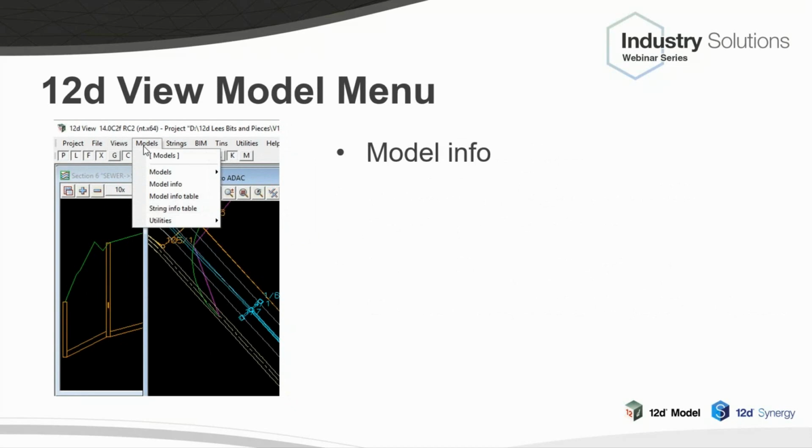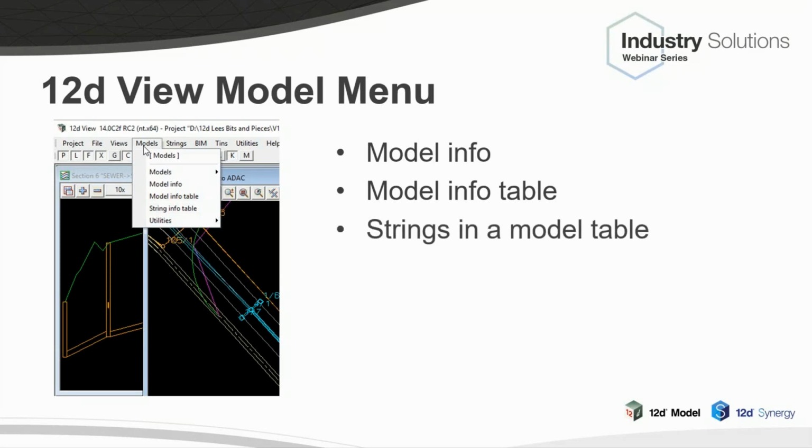On the model menu, there's the model info, which gives you just information about one model. You have the model info table, and that'll list all the models and give the minimum and maximums and things for each model. And then the strings in a model table. If you haven't used that in 12D model, you pick a model and then it lists all the super strings and things in that model, and you can actually click on them down there and drill down and get X, Y, Zs for each of the super strings and things. So you might have actually seen it in 12D model, but it's available there in 12D view as well. And under utilities, you have your model attributes. So again, you can look at all the model attributes in 12D view.